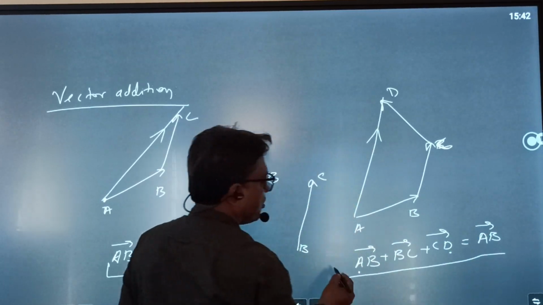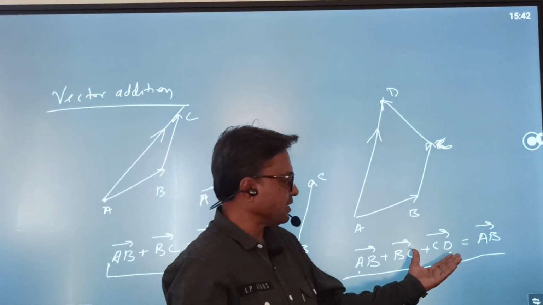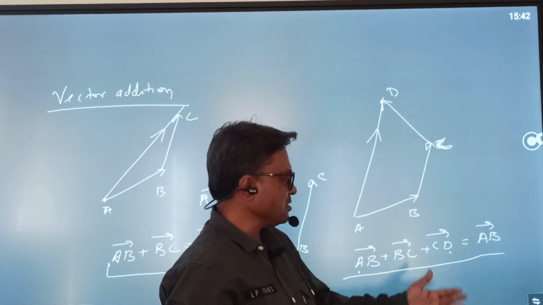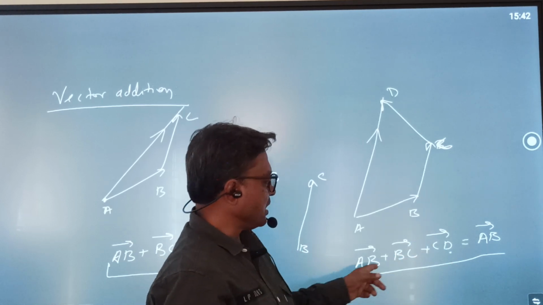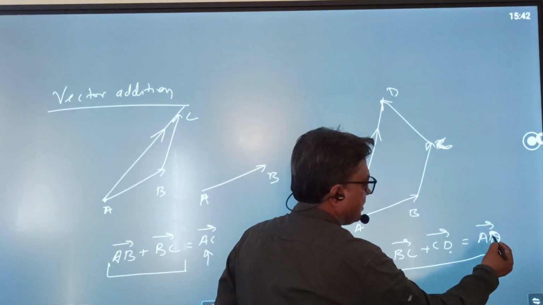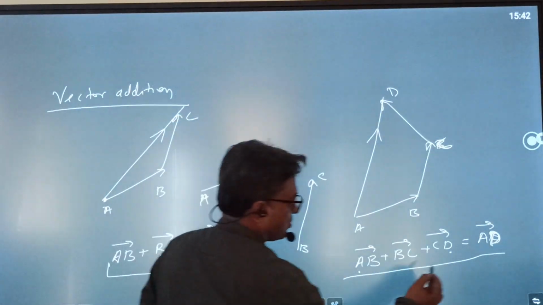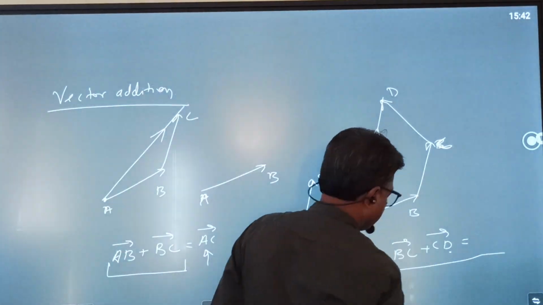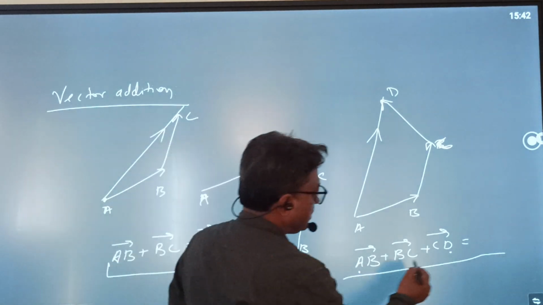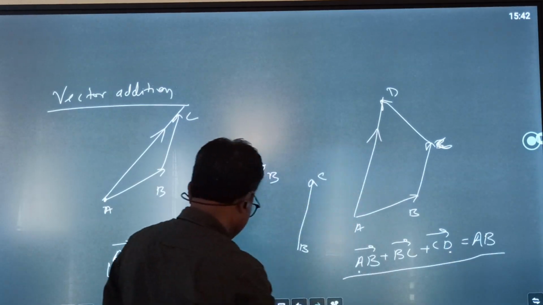So this is called the polygon law. Here we are adding three vectors, AB plus BC plus CD. Their vector sum will be vector AD. Sorry, vector AD. This is D. Let me correct it. So this is vector AD. Oh, sorry, again I have written B.